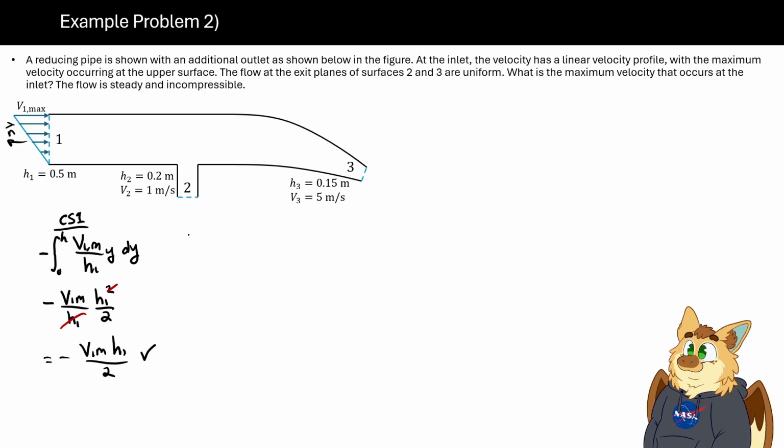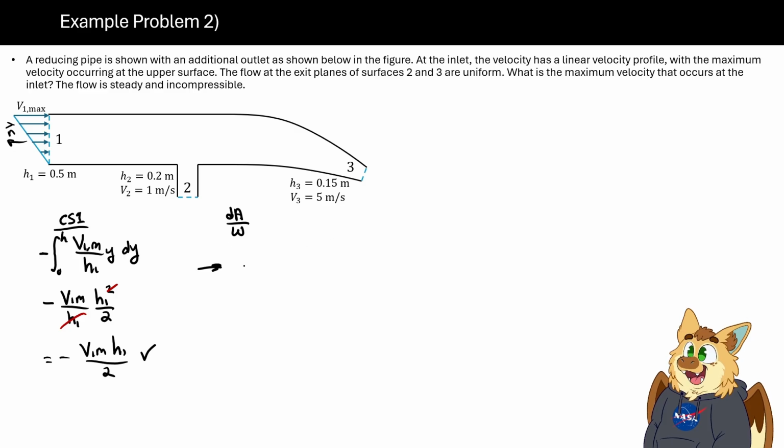As a note, our area here, once again, is per unit width into the page. So anytime you see a dA, assume you're dividing it out by the width of the page and only focusing on the other component of that control surface.